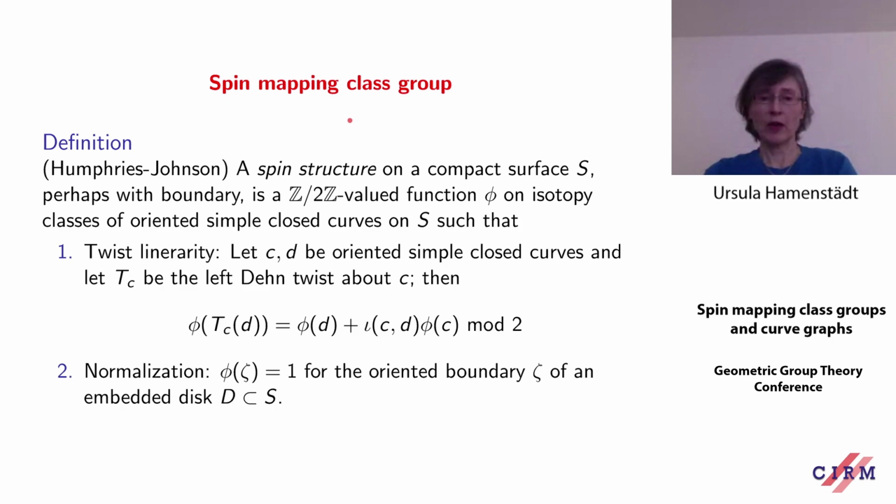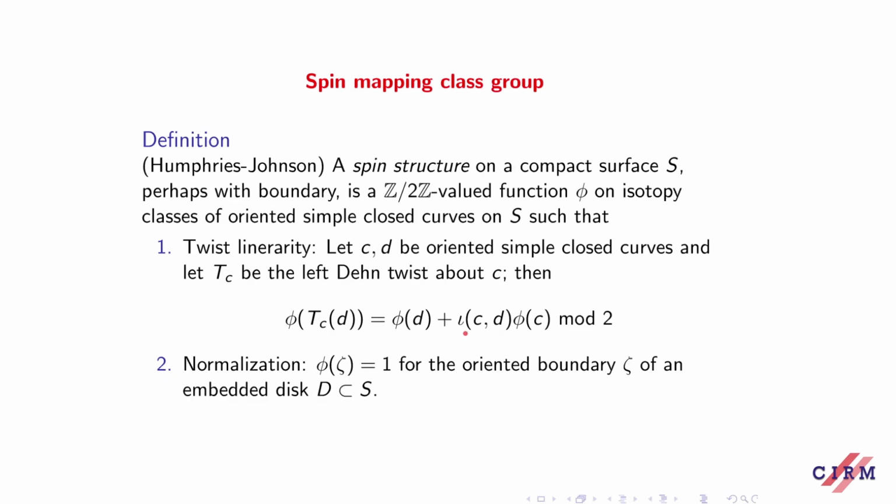Then we can evaluate the spin structure on the image of a curve D under the Dehn twist about C. And the requirement is that phi of T_C D is equal to phi of D, that means the value of the spin structure on the curve D, plus iota(C, D) times phi of C, taking everything modulo 2. So what is iota(C, D)? Iota(C, D) is the symplectic intersection form between the curves C and D.